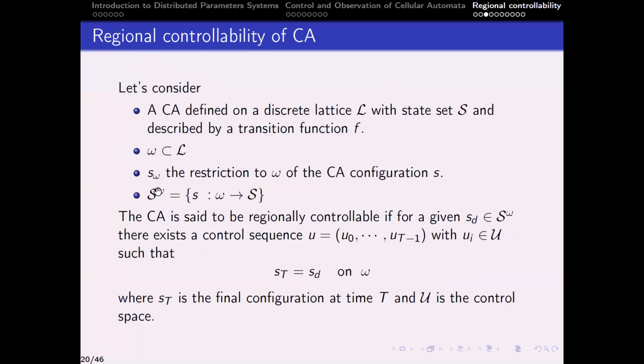Of course, for controllability and for regional controllability, we have to fix something. We have a small region in L. We have this new space, which is only the configuration restricted to the small region, and the system is said to be regionally controllable if the final state at time t will be the desired state, what we want to achieve on this area.